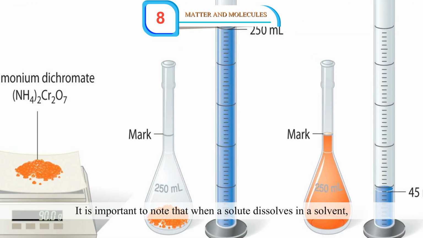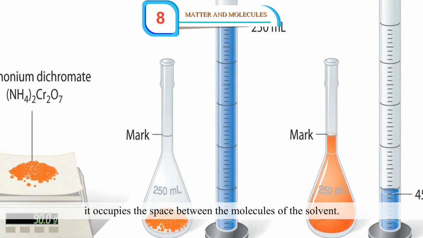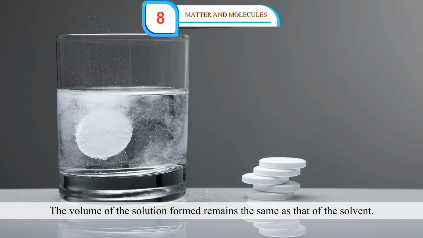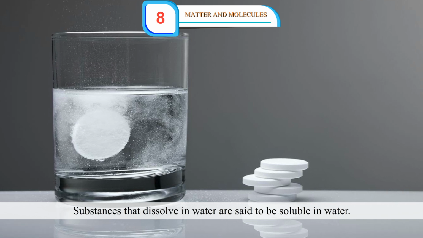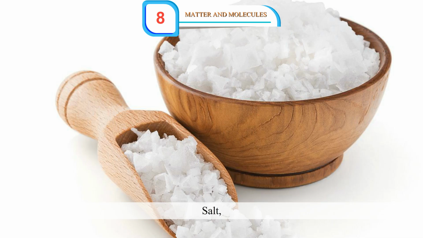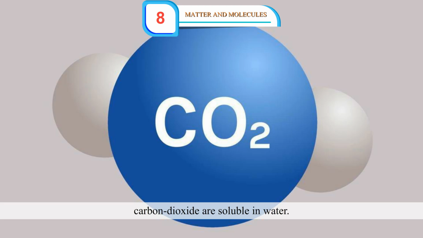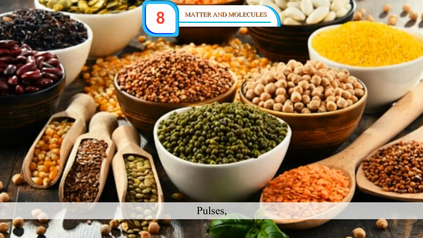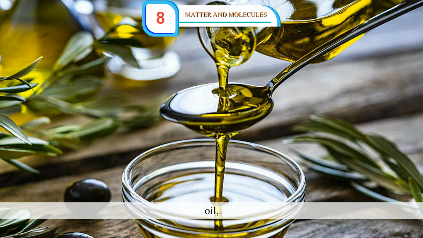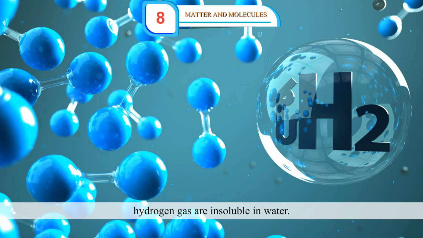It is important to note that when a solute dissolves in a solvent, it occupies the space between the molecules of the solvent. The volume of the solution formed remains the same as that of the solvent. Substances that dissolve in water are said to be soluble in water. Salt, sugar, lemon juice, ink, oxygen gas, carbon dioxide are soluble in water. Substances that do not dissolve in water are said to be insoluble in water. Pulses, chalk powder, oil, petrol, sand, hydrogen gas are insoluble.